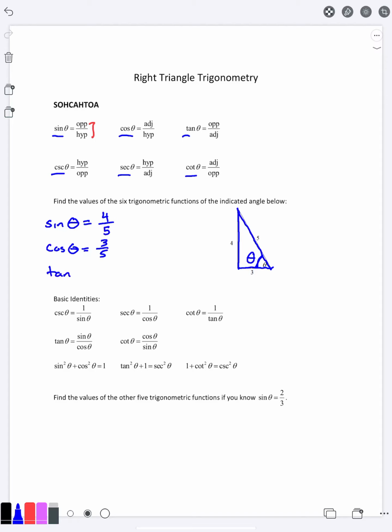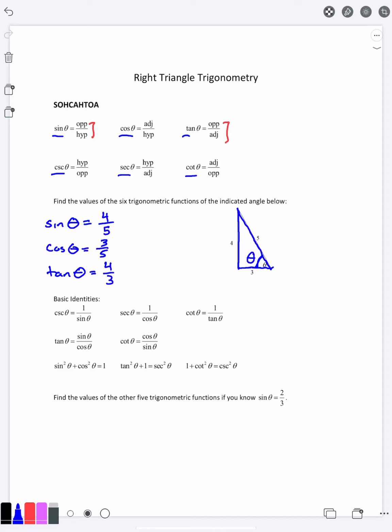And thirdly, we want tangent of that particular angle, which is opposite over adjacent. So the opposite side is 4 over the adjacent side, which is 3. So tangent theta would be 4/3.